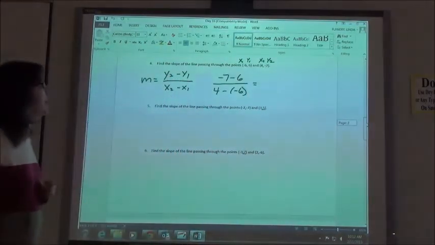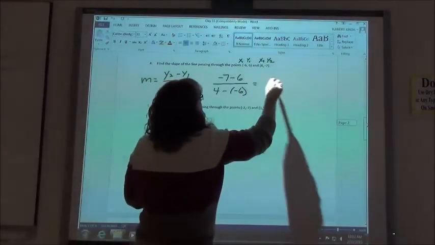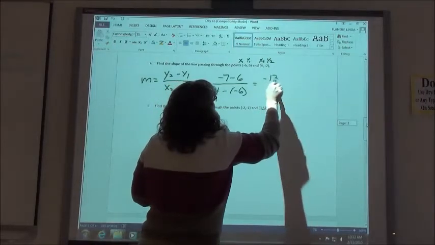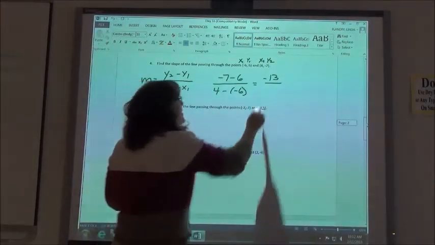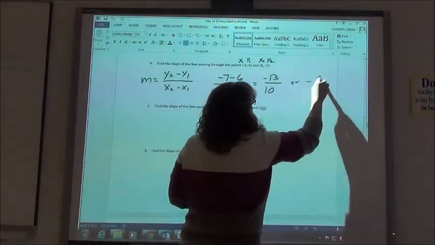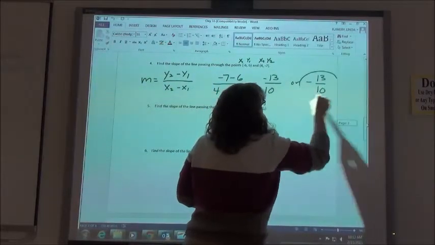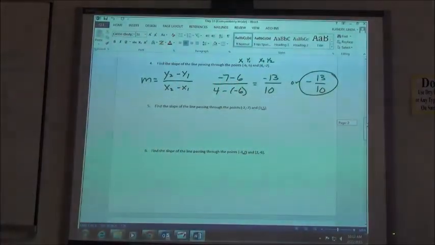So on the top we're going to get negative 13. On the bottom, 10. So negative 13 tenths is going to be our answer.